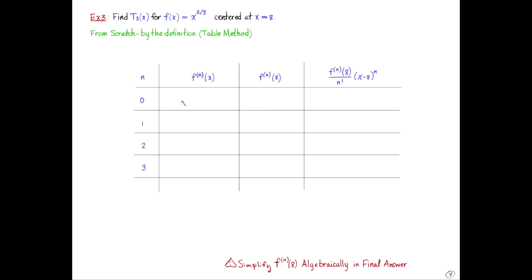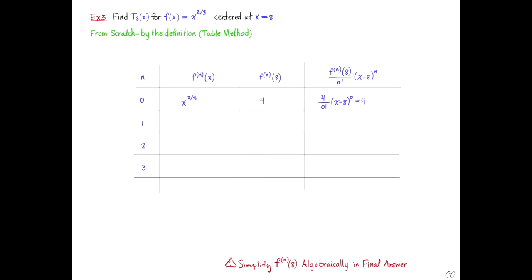When n is equal to 0, we're starting with x to the 2/3. When x is equal to 8, the cubed root of 8 is 2, 2 squared is 4. And subbing that into our last column, we have 4 over 0 factorial times x minus 8 to the 0th power, which simplifies down to 4.